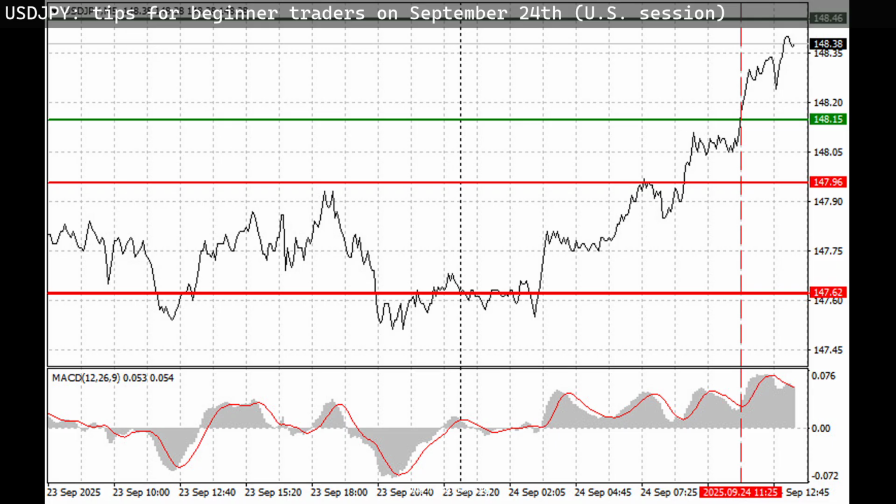Important: before buying, make sure the MACD indicator is above the zero mark and just beginning to rise from it.